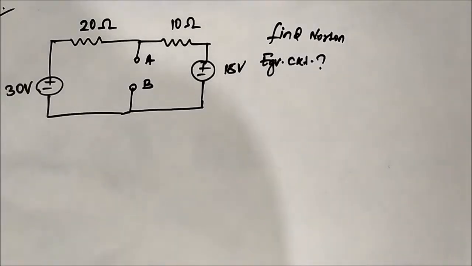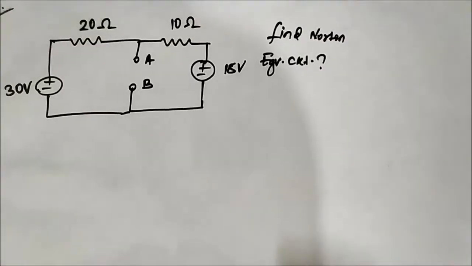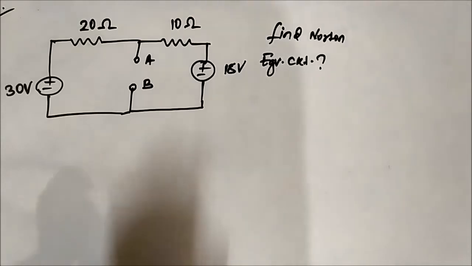So again here we have another question. It has been asked to find the Norton equivalent circuit across the terminals A and B for this circuit. So we'll be using the Thevenin theorem method to find the Norton equivalent circuit.